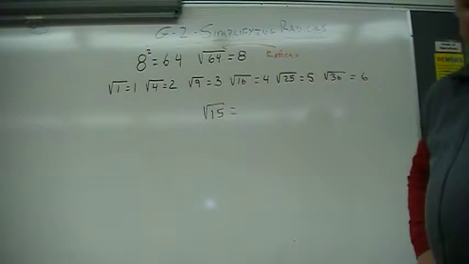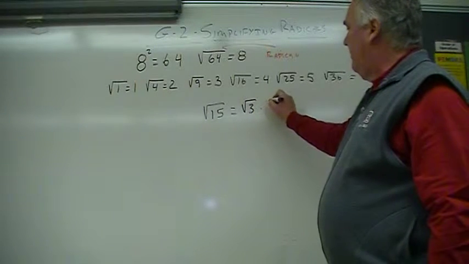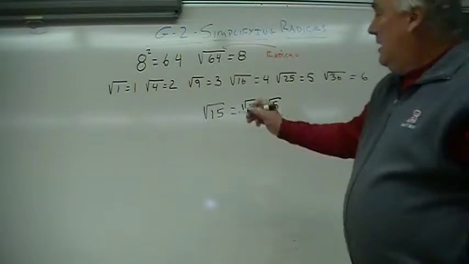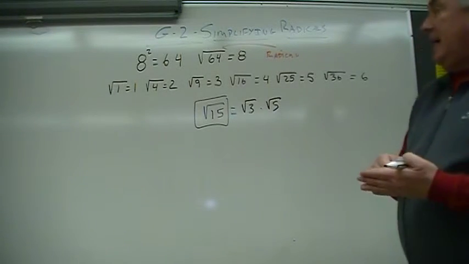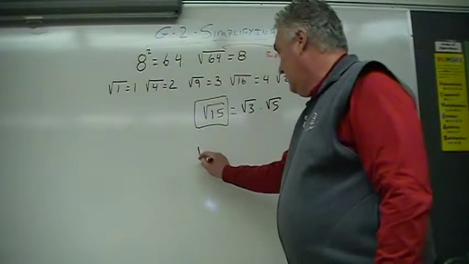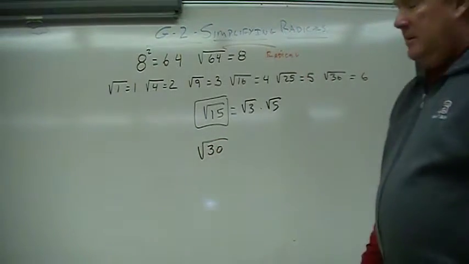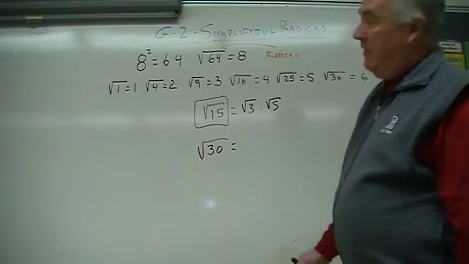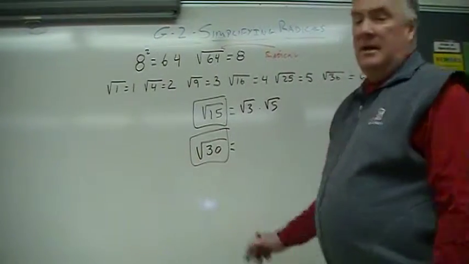How about square root of 15? Square root of 3 times the square root of 5. You can't simplify any of those. So guess what? This is in simplest form. Sometimes that's what happens. They're already in simplest form. You can't reduce that anymore. Square root of 30. 4 doesn't go into 30. 9 doesn't go into 30. 16 doesn't go in. 25 doesn't. It's in simplest form.